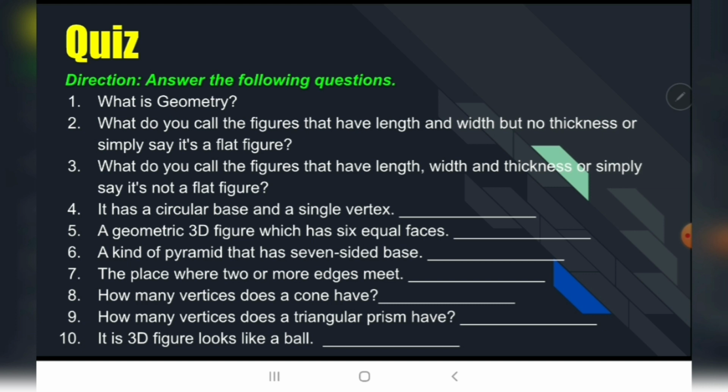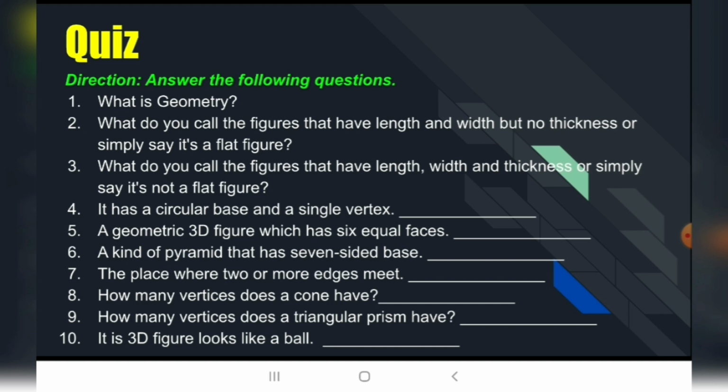Quiz. Direction: answer the following questions. Number 1, what is geometry? Number 2, what do you call the figures that have length and width but no thickness, or simply a flat figure? Number 3, what do you call the figures that have length, width, and thickness, or simply not a flat figure? Number 4, it has a circular base and a single vertex. Number 5, what do you call the geometric 3D figure which has 6 equal faces? Number 6, a kind of pyramid that has a 7-sided base.